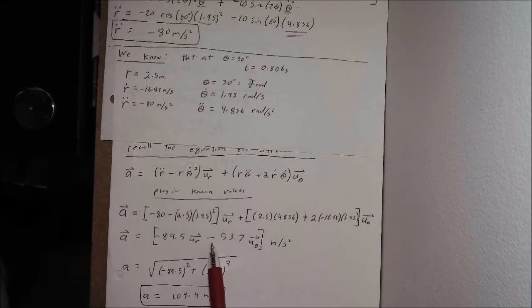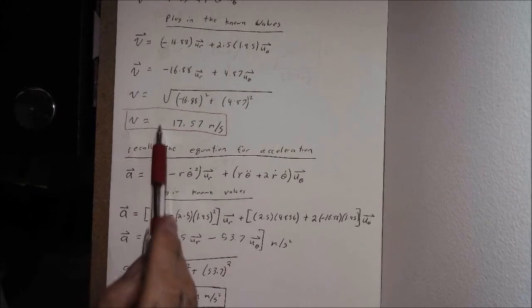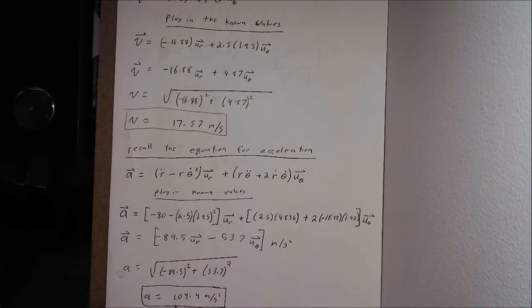I've got my vector notation here. Then I've also taken it one step further and solved for my magnitude. So I do that there, square root of the sum of the squares. Square root of negative 89.5 squared plus 53.7 squared. Our acceleration value is now 104.4 meters per second squared. And those are the two things they'd asked us to solve for, our velocity and our acceleration for this problem, with the correct units as the magnitudes.